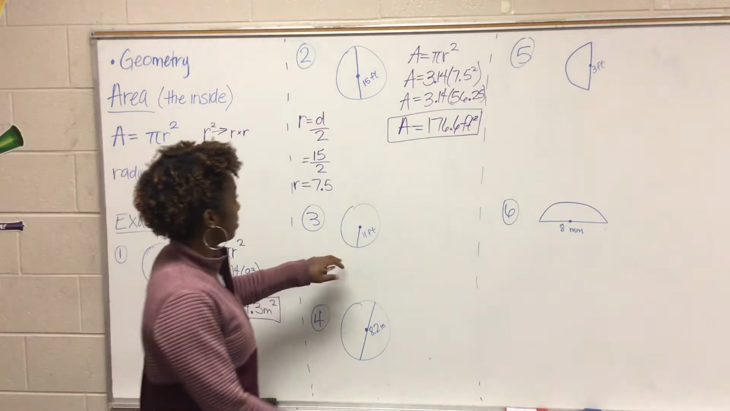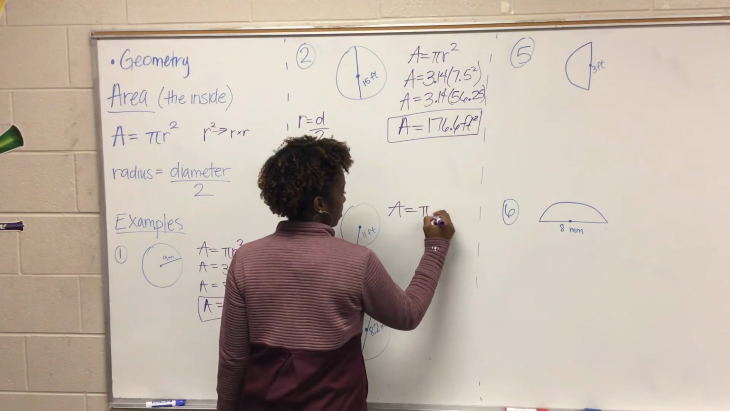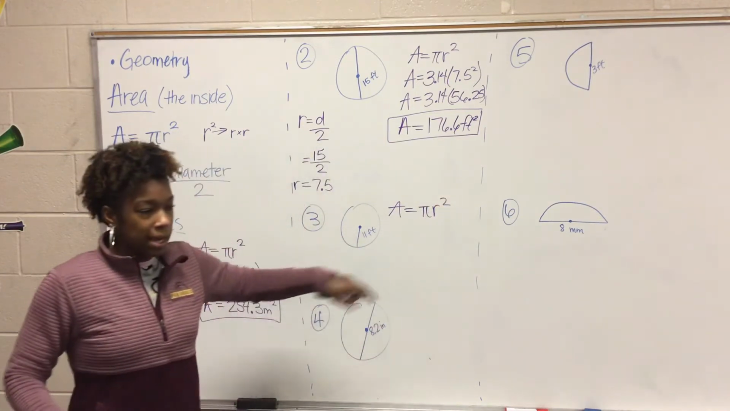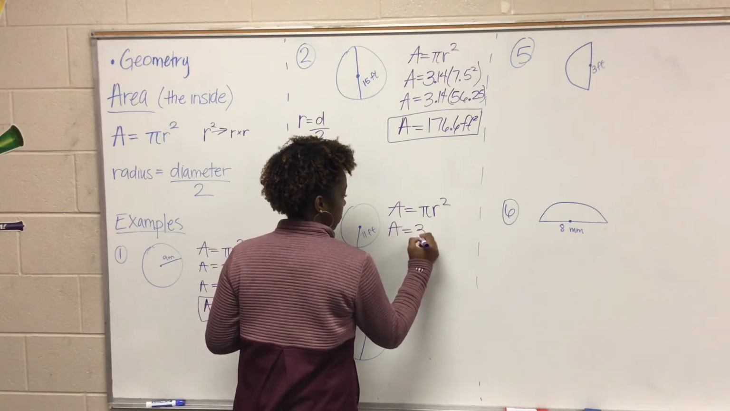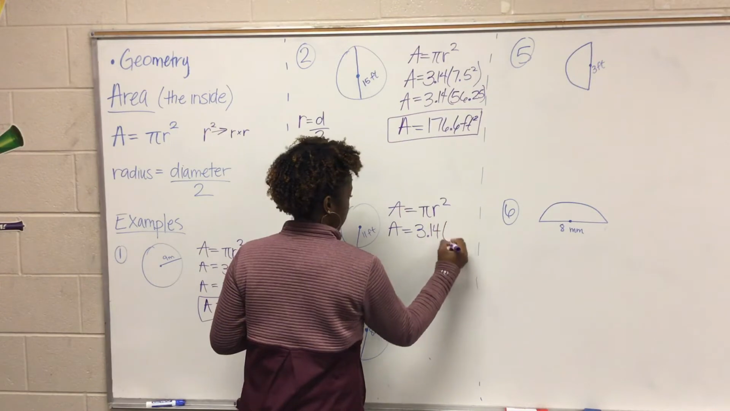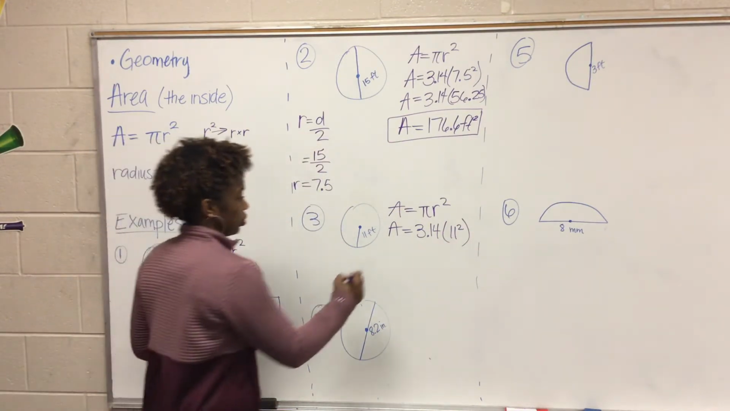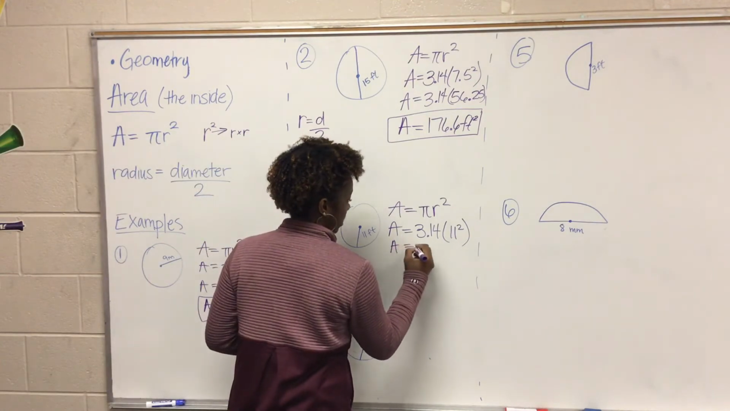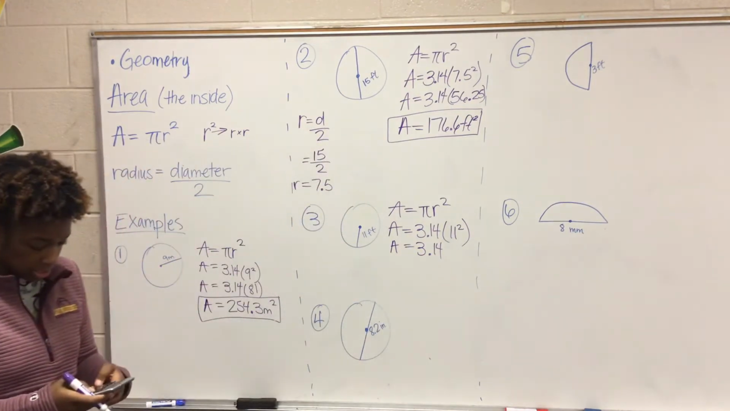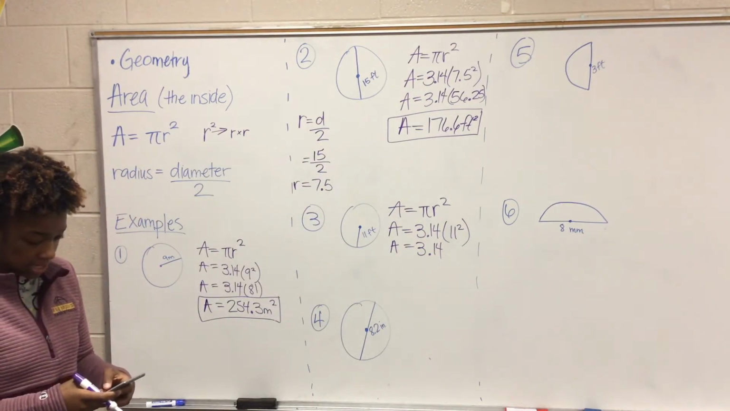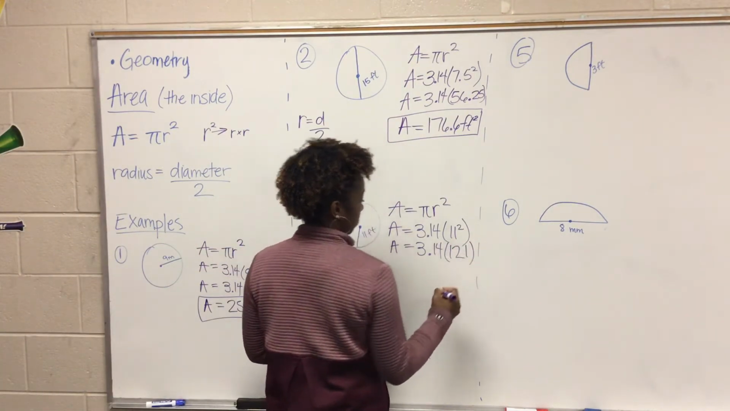Alright, number 3. The first thing is to write the formula first: area equals pi r squared. So we have the area equals 3.14 times 11 squared. Then you want to do 11 squared. That's 11 times 11, not 11 times 2, and you'll get 121.